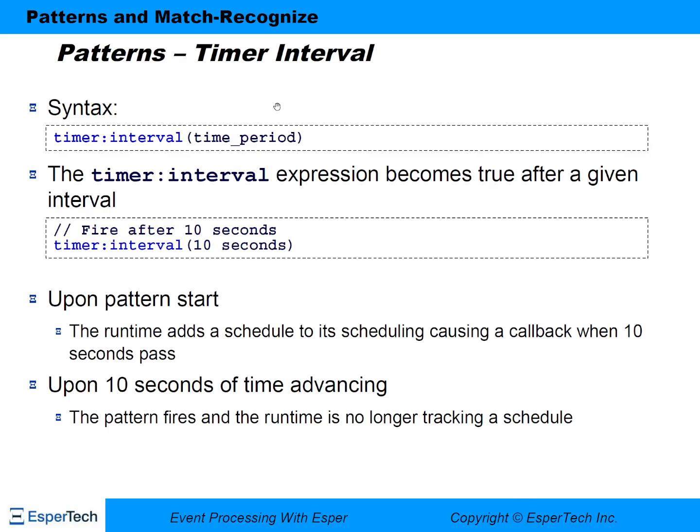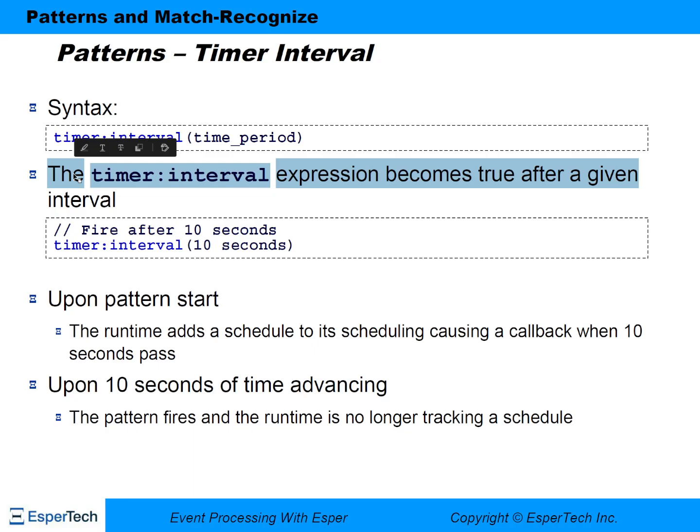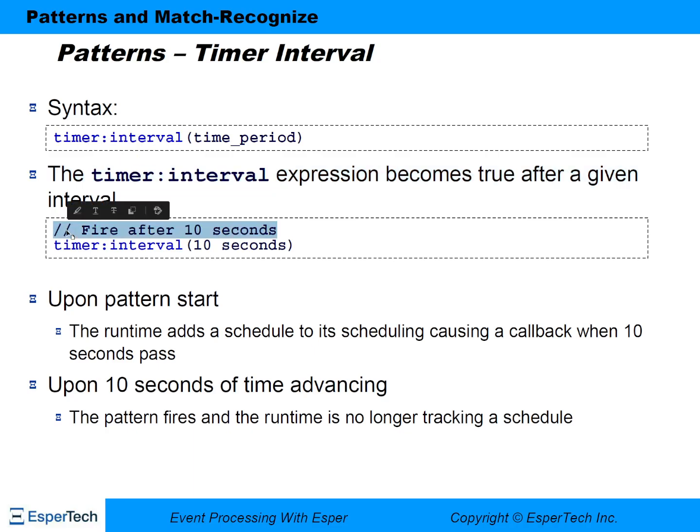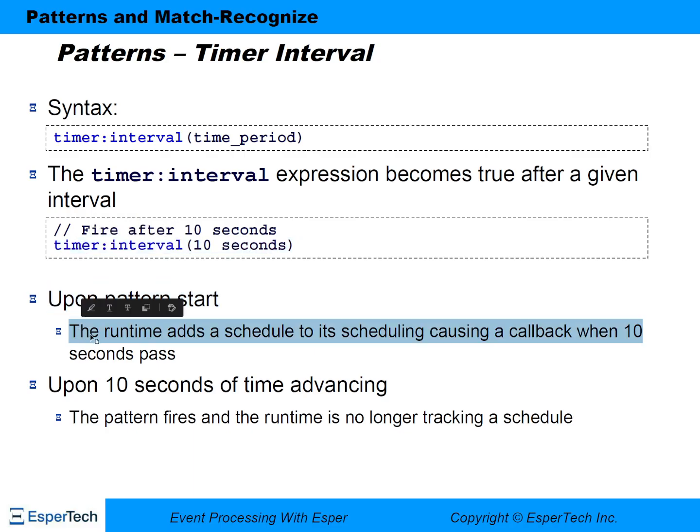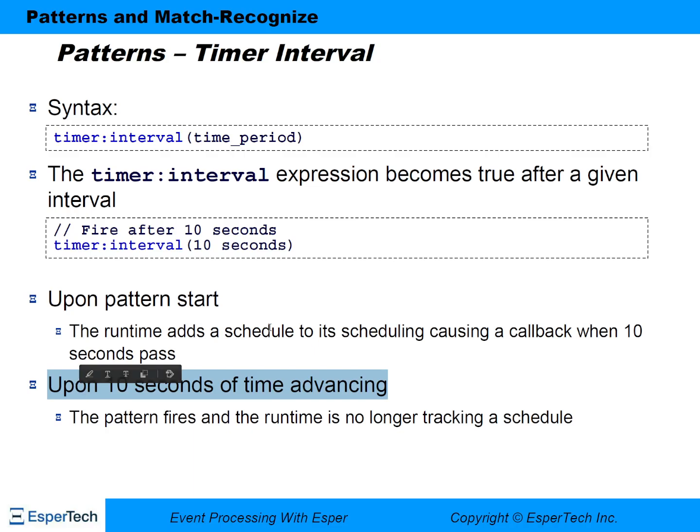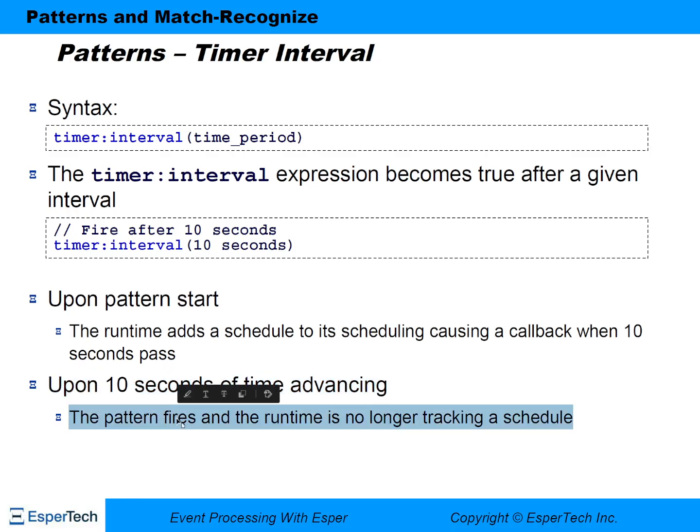You can make use of timer interval when there is a time interval that must pass. The timer interval syntax takes a time period expression. The timer interval expression becomes true after the given time interval. Say we want to fire after 10 seconds. The pattern is simply timer interval parenthesis 10 seconds. When the pattern starts, the runtime adds a schedule to its scheduling, causing a callback when 10 seconds pass. When 10 seconds of time advance, the pattern fires and the runtime is no longer tracking a schedule.